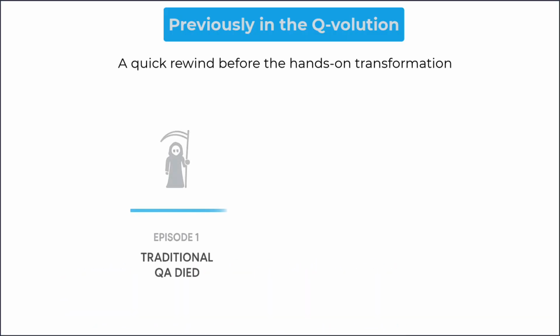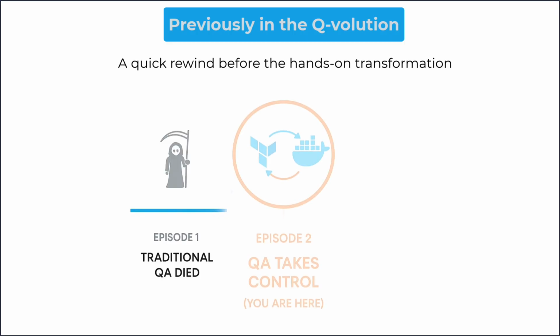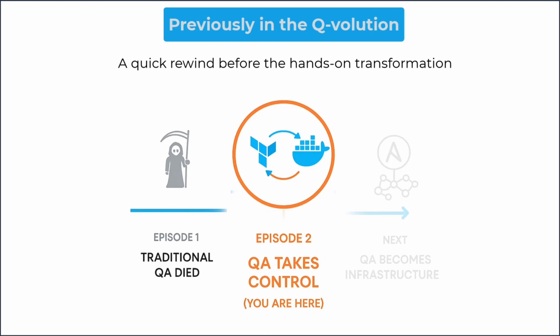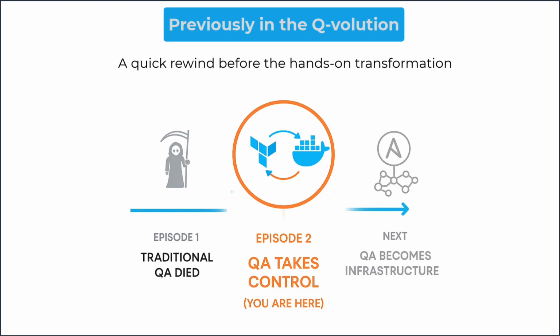Last time we buried traditional QA together with the slow feedback loops late in the game. Now in episode 2, we are gonna take full control of that pipeline, guys. We'll spin up the infrastructure, deploy the containers, and trigger the tests automatically. And in episode 3, we'll push this even further, turning what we've built today into an even smarter testing ecosystem.